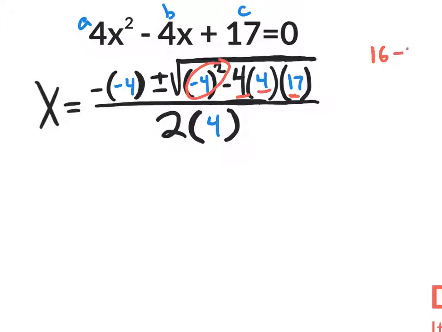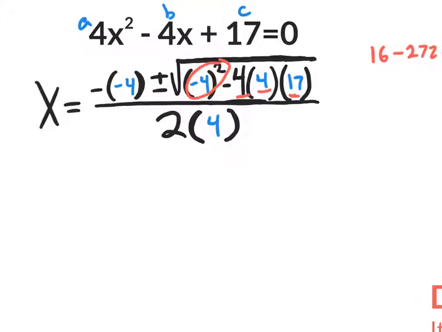It's negative 2. Help me out, somebody, calculator. 16 times 17. 272? Perfect. All right, so our discriminant value, what is 16 take away 272? I think it's 256, right?